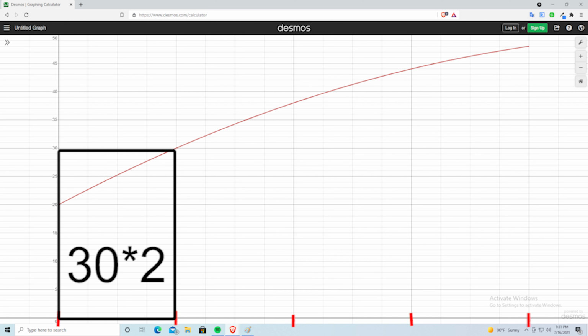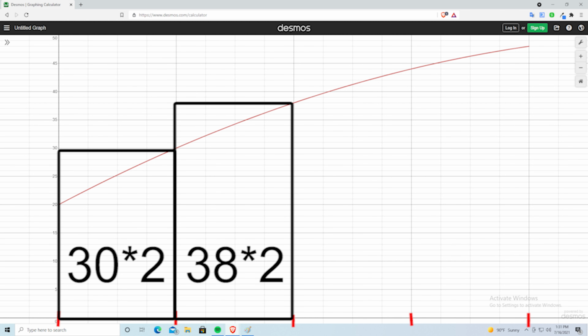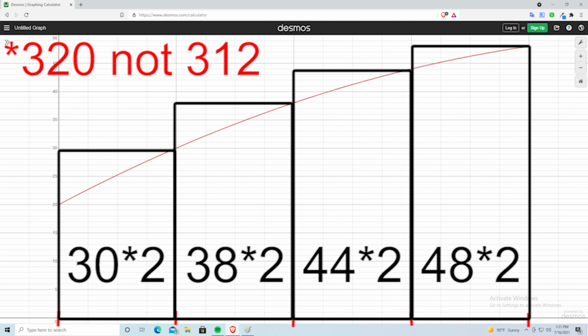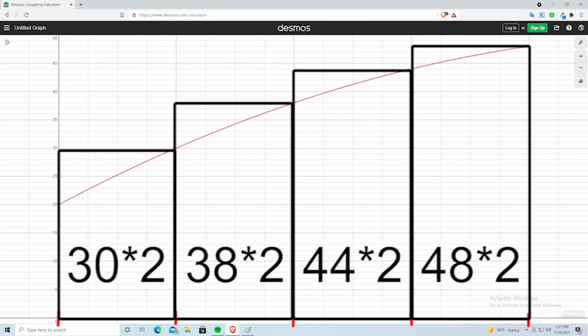And so we're using 38 miles per hour as our approximation of the velocity over that time period. And the distance traveled over that time period is represented by the area of this rectangle. And we can do the same thing for the other two subintervals and get 4 rectangles again. And if we add up the area of those 4 rectangles, we'll get the same answer from earlier of 312, and that will be the approximation for the total distance traveled over this time period.